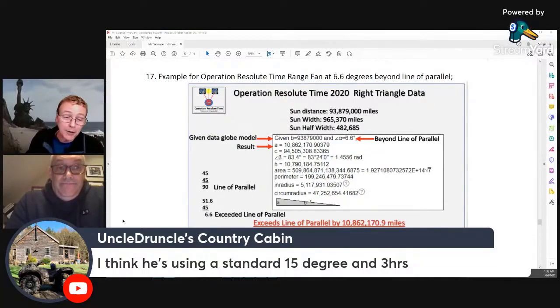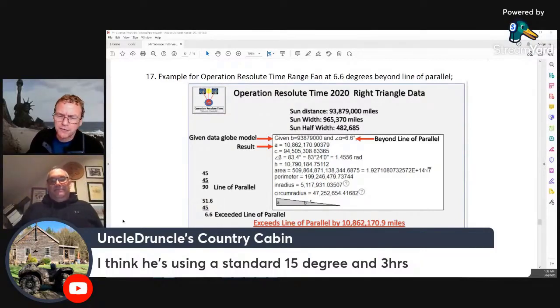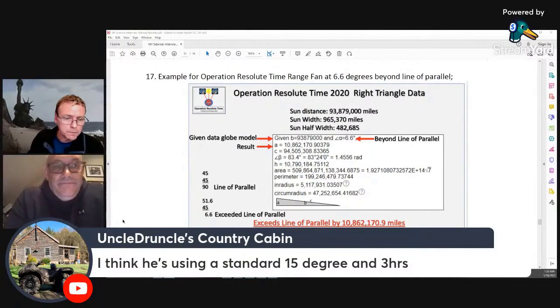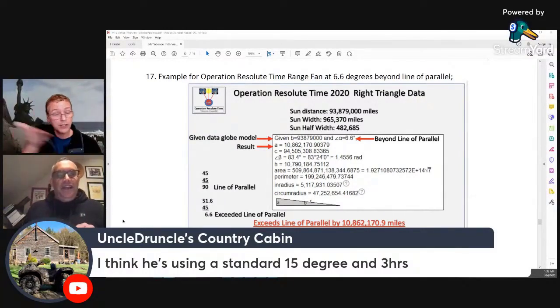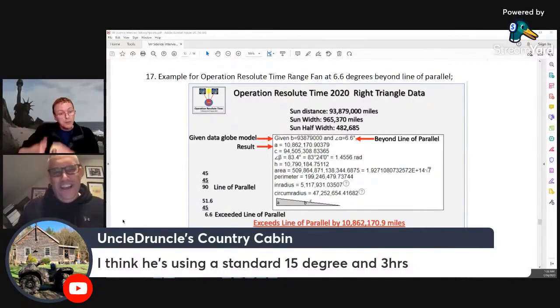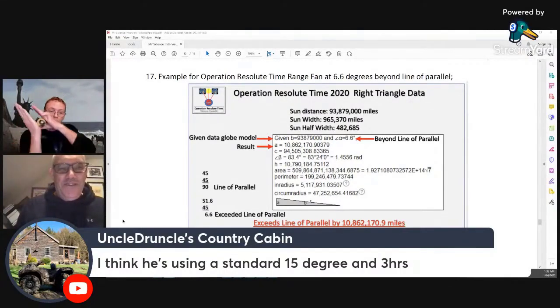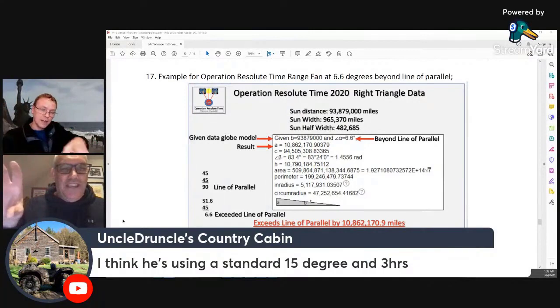Right. Uncle Drunkle's Country Cabin says, I think he's using a standard 15 degrees and 3 hours. Is that right? That would correlate out to it. Right. What if I told you that in 3 dimensions, the sun does move at 15 degrees per hour, but not straight up and down? It also goes to the side. Did you notice that some of the sun's motion goes up and down? You're measuring at position. It's got to be in that window.